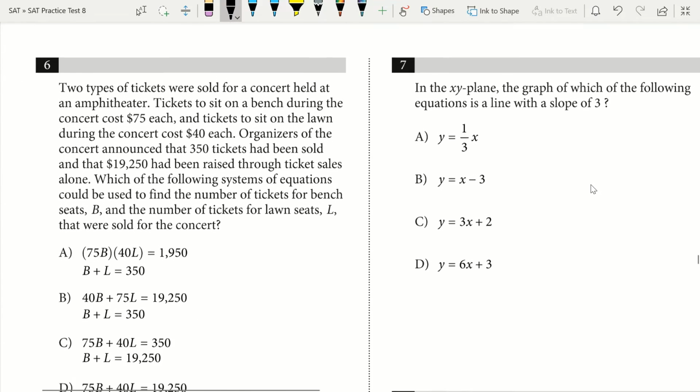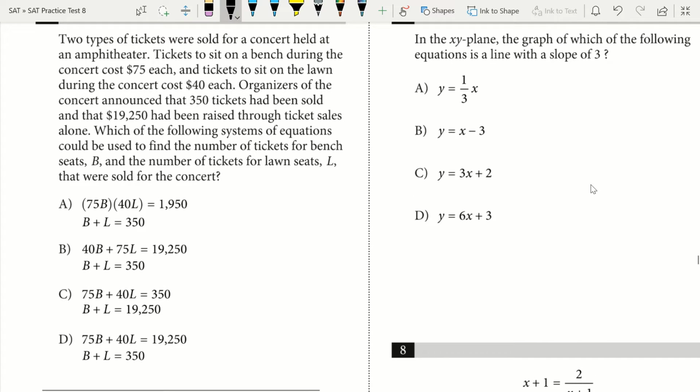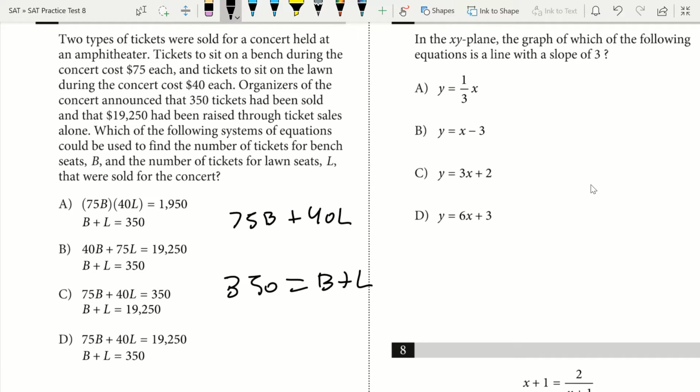Question 6. 2 types of tickets were sold for a concert held at an amphitheater. Tickets to sit on the bench cost $75 each, so 75B, and tickets to sit on the lawn cost $40 each. Organizers of the concert said that 350 tickets had been sold, so that's going to equal our bench seats plus our L seats, and $19,250 had been raised through ticket sales.